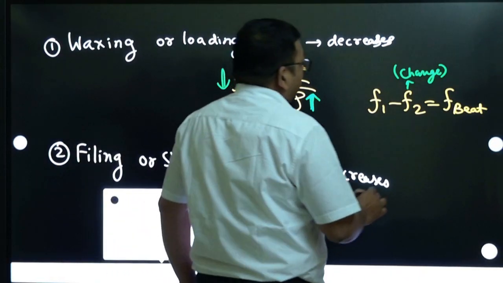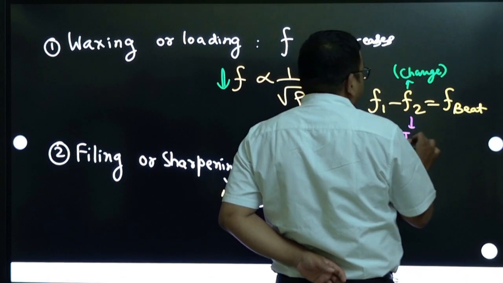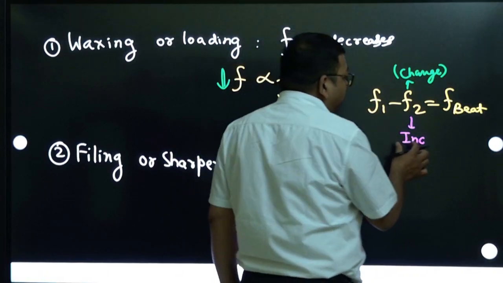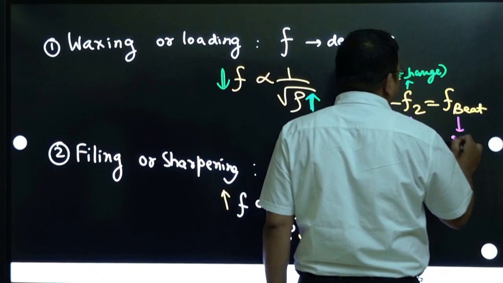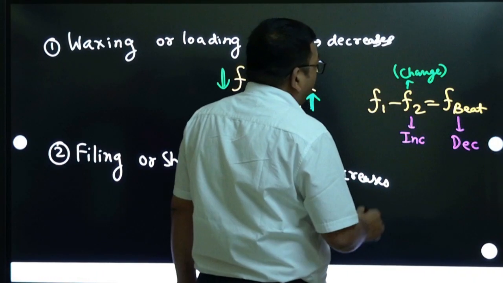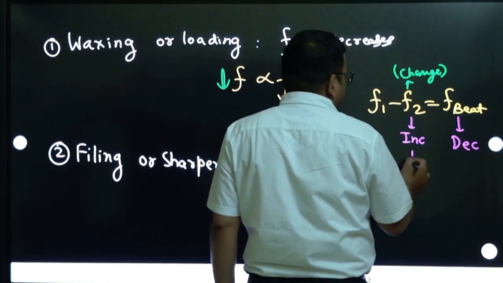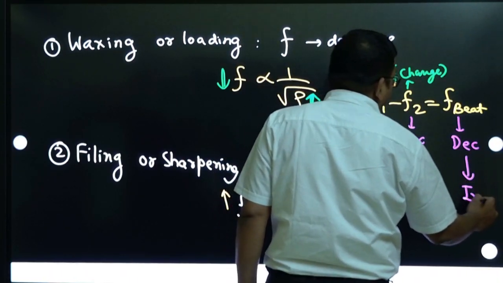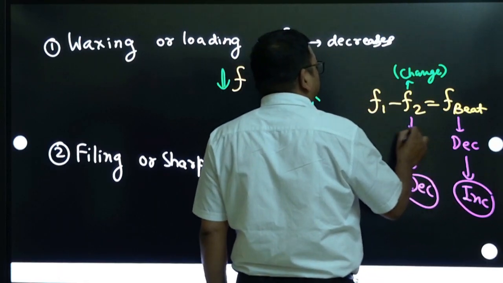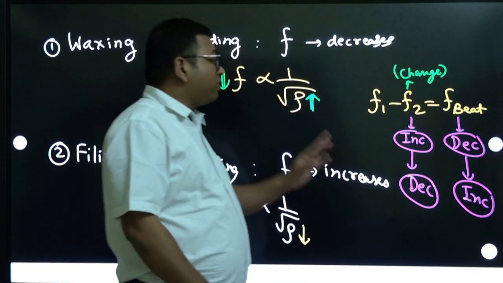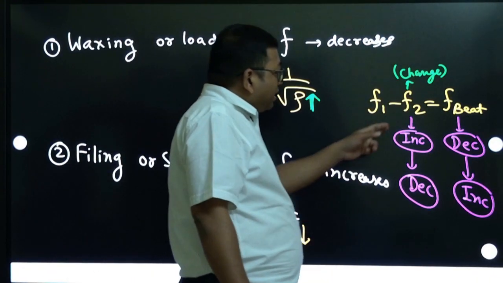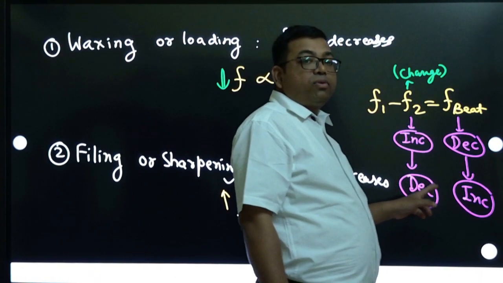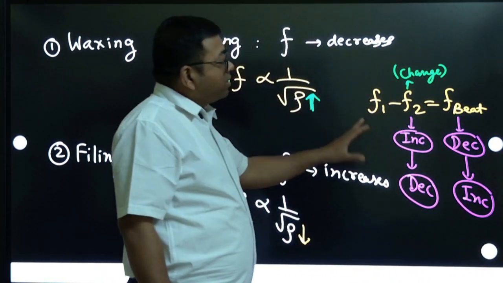Suppose you increase f2, what will happen? If you increase f2, this will decrease, note that this will decrease. And if you decrease f2, then beat will increase, right? Are you getting this? This is how you have to understand. So increasing f2 decreases beat and decreasing f2 increases beat. Then in that condition you can apply this formula.